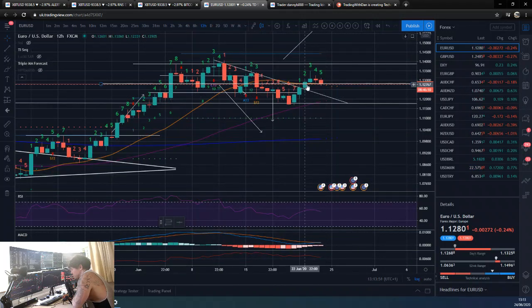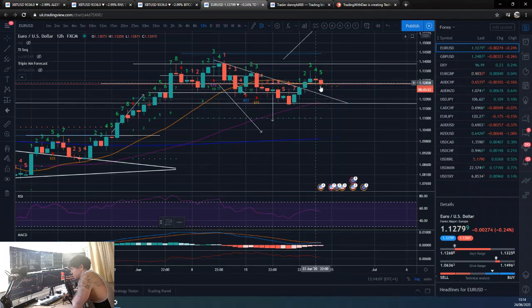12-hour candle, you can see it's a pretty bearish looking candle. We've taken out this candle, so we are confirmed that we are in a downtrend now. So again, what I'm really looking for is how we interact with this level first, and then this level.